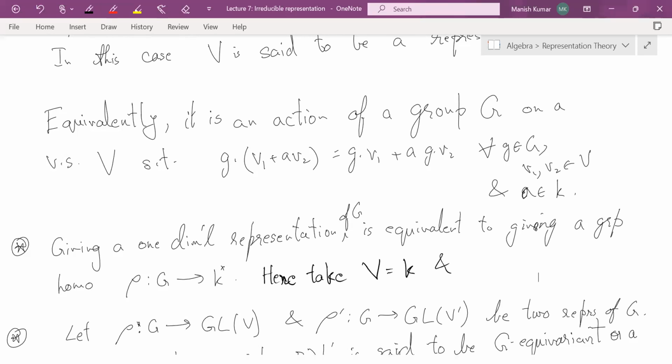How does K cross act on K? It's just scalar multiplication. So g dot a is just rho(g), which is an element of K cross and hence of K, and you just multiply. It's just ordinary multiplication in the field. So that is what a one-dimensional representation looks like.